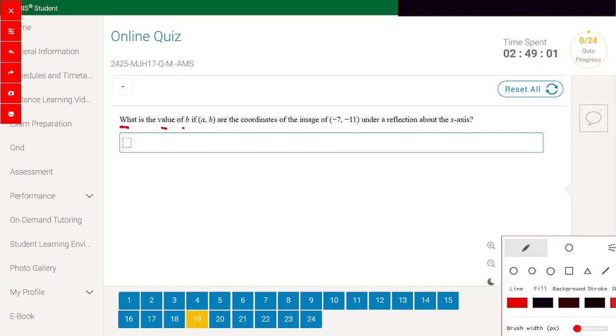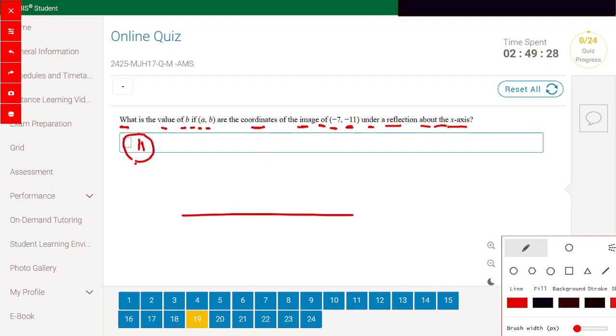What is the value of B if A and B are the coordinates of the image of (-7, -11) under a reflection about the x-axis? So x-axis, so we'll talk about y. From -11 it will be 11. So the answer here will be 11. How can we get this?